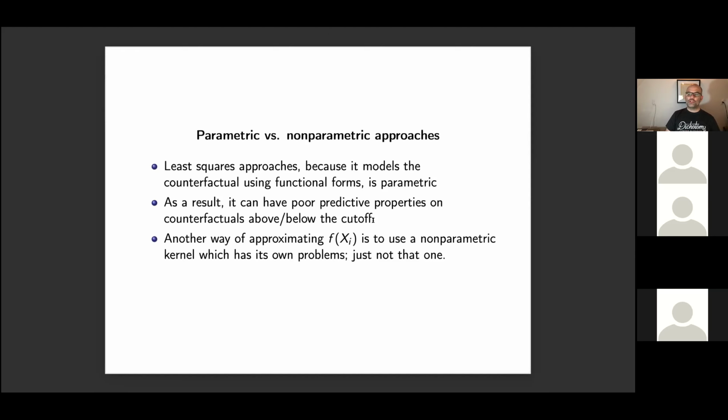So we've got these least squares approaches. Backing up a little bit, if you remember from earlier, we said pth order polynomials to handle nonlinearities, and I said kernel methods. We did pth order polynomials. That's the least squares approach. It models explicitly using functional forms. It is parametric.